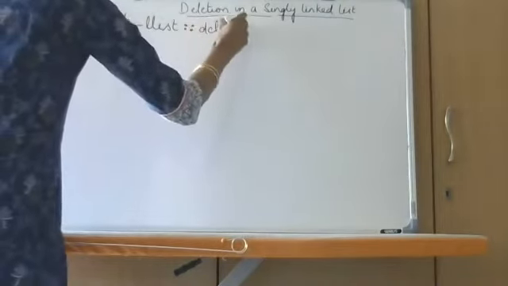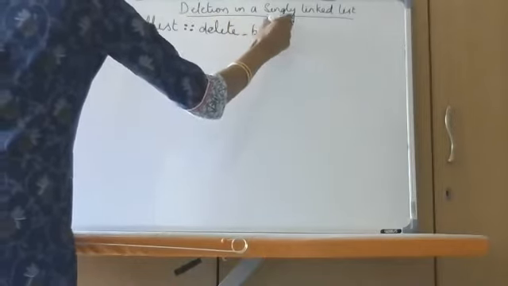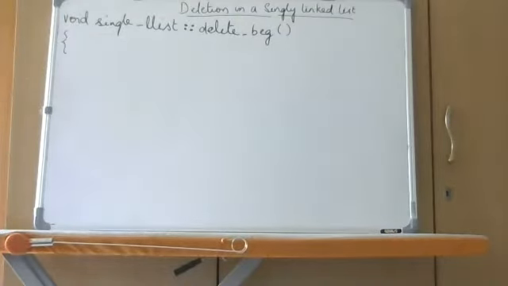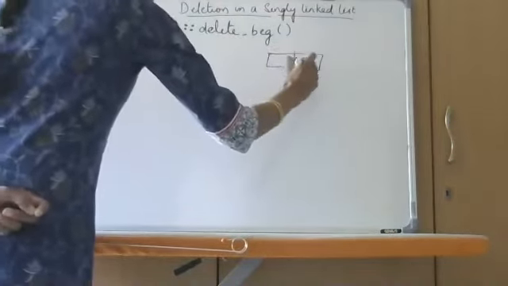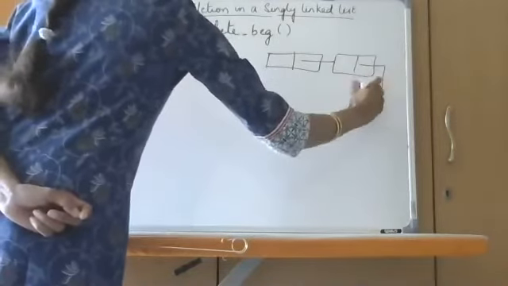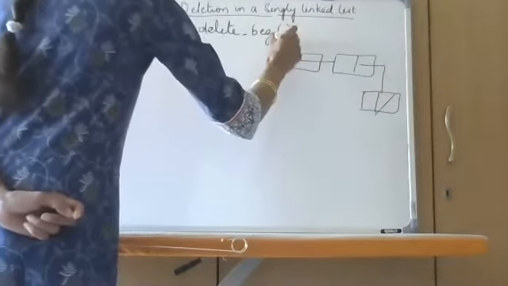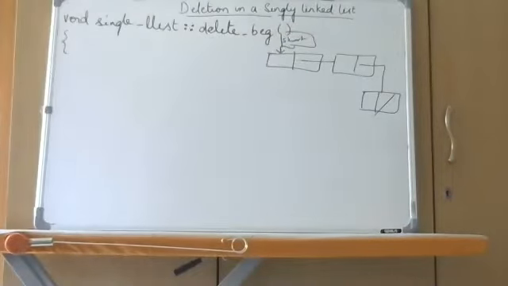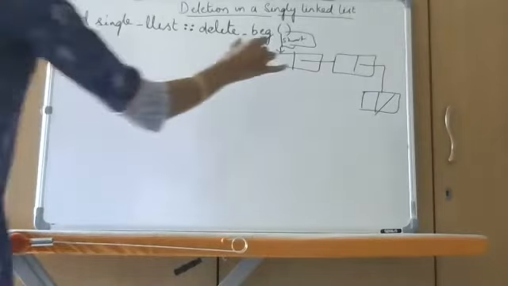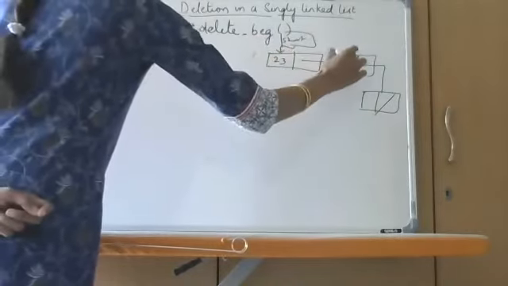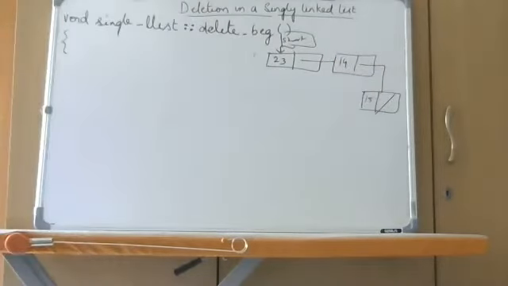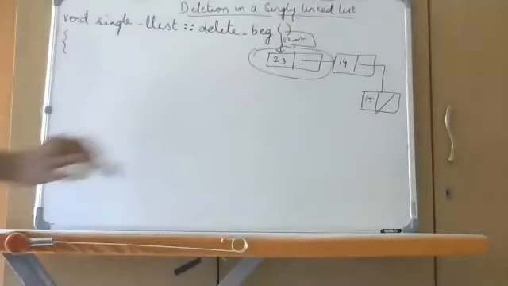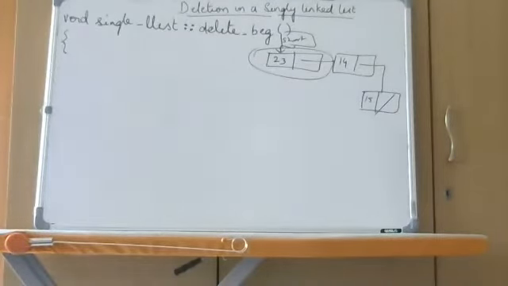Let me call it delete beginning. Now, I want to delete at the beginning. Suppose this is the linked list that I have. Start points at this end. Let's say these are the data that are there, 23, 14 and 15. Delete at the beginning means I want to delete this node. Correct? So we want to delete this particular node.